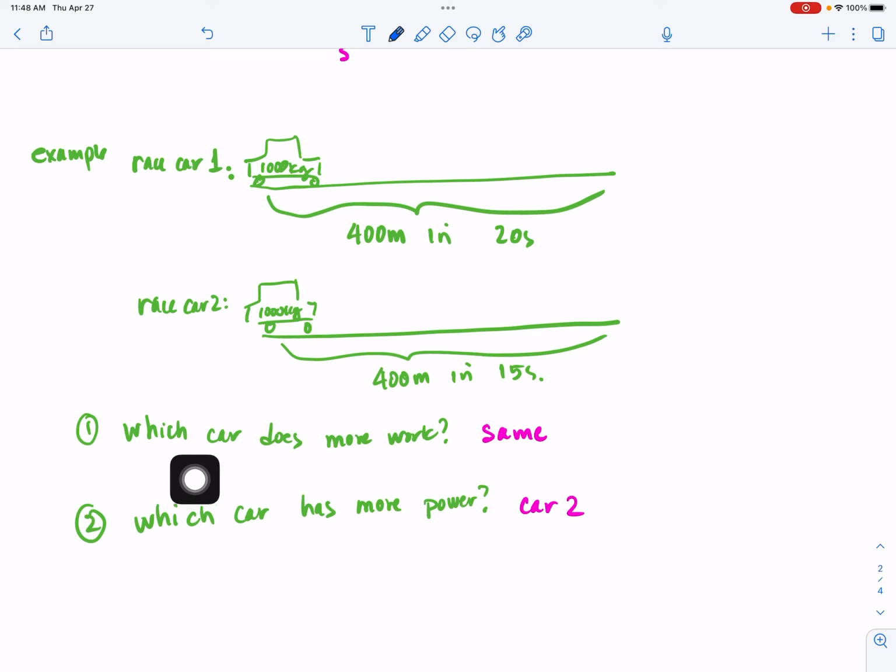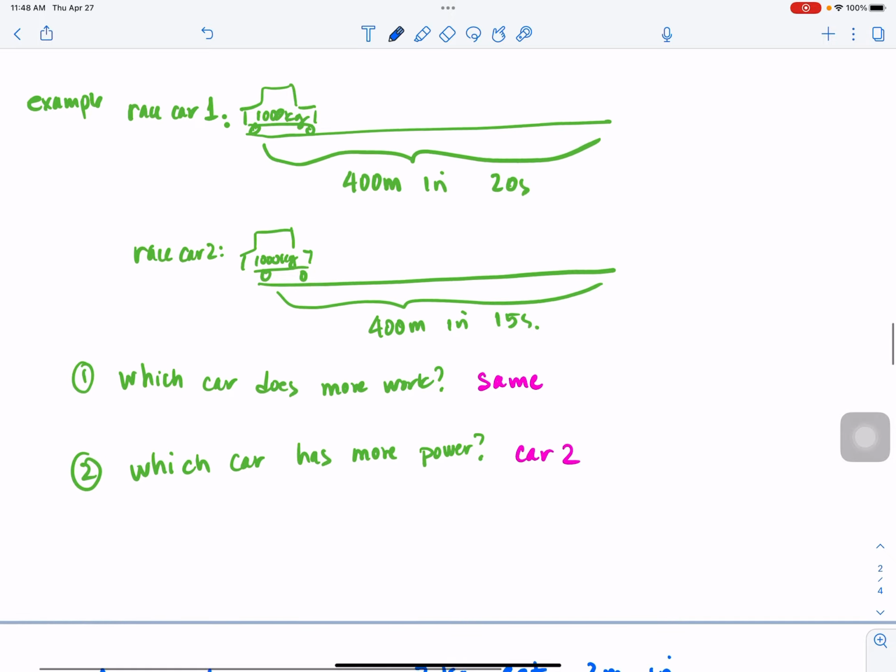So when I think about which car does more work, they're both doing the same amount of work because I have a 1,000 kilogram car going 400 meters. But car 2 has more power because it's doing it in a faster time. So work and power are two different things. Power is the rate at which work is done.